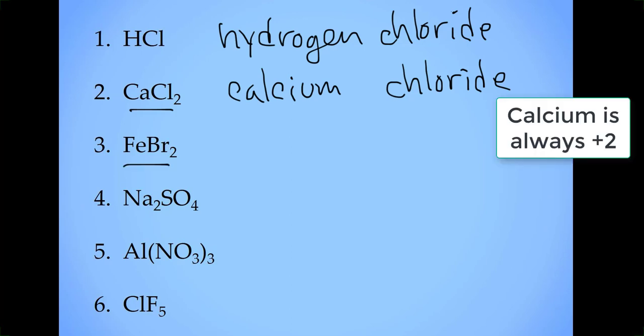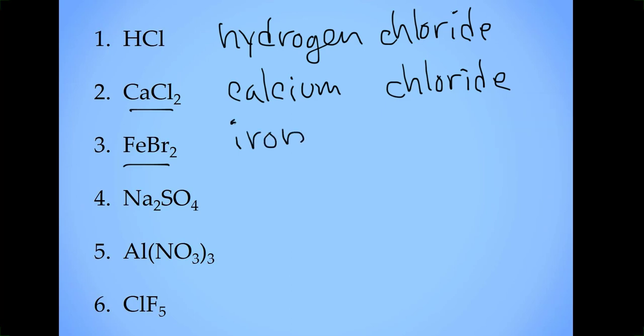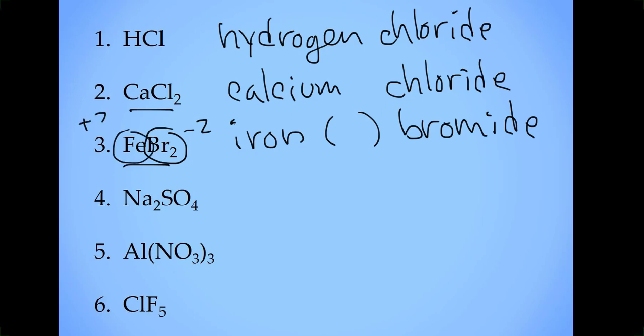Is there a metal? Yes. So iron, and iron can be a +2 or +3, so we need to play detective and figure out which one it is. So iron something bromide. I have 2 bromines, so all my bromines here total a -2. That means my iron must be a +2.